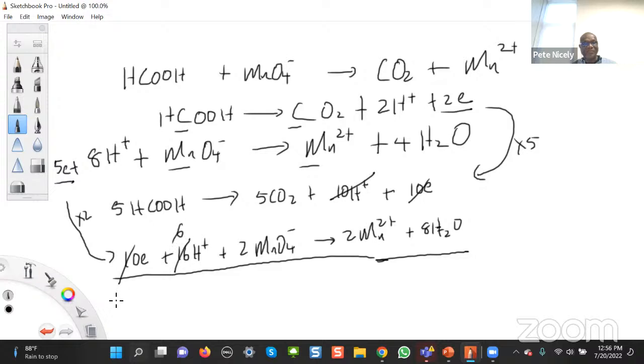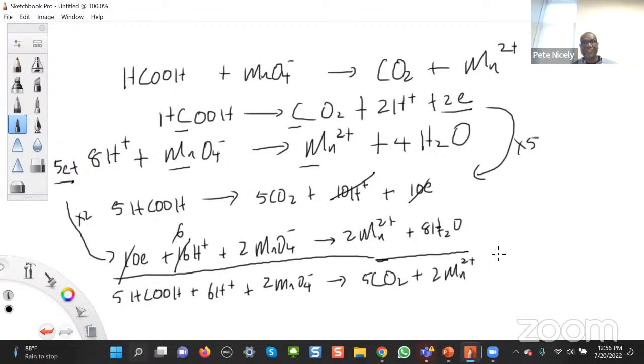So the final answer will be 5HCOOH plus 6H plus 2MnO4 minus to give 5CO2 plus 2Mn2 plus 8H2O. And then, of course, as always, we check to make sure that all the atoms and the charges are balanced on both sides. So let's do that.